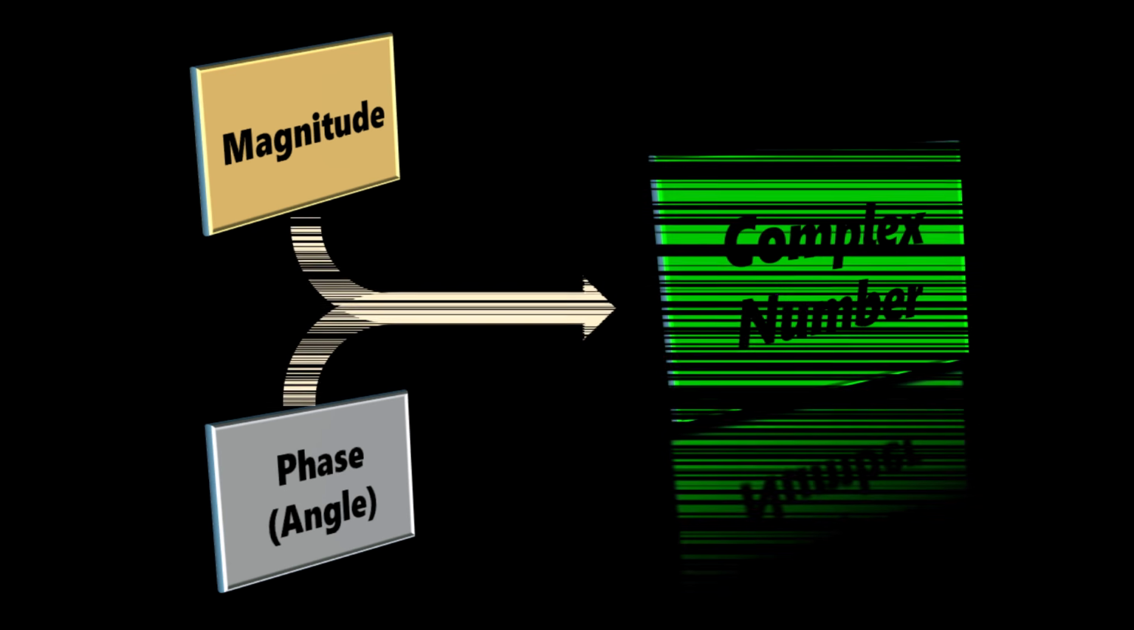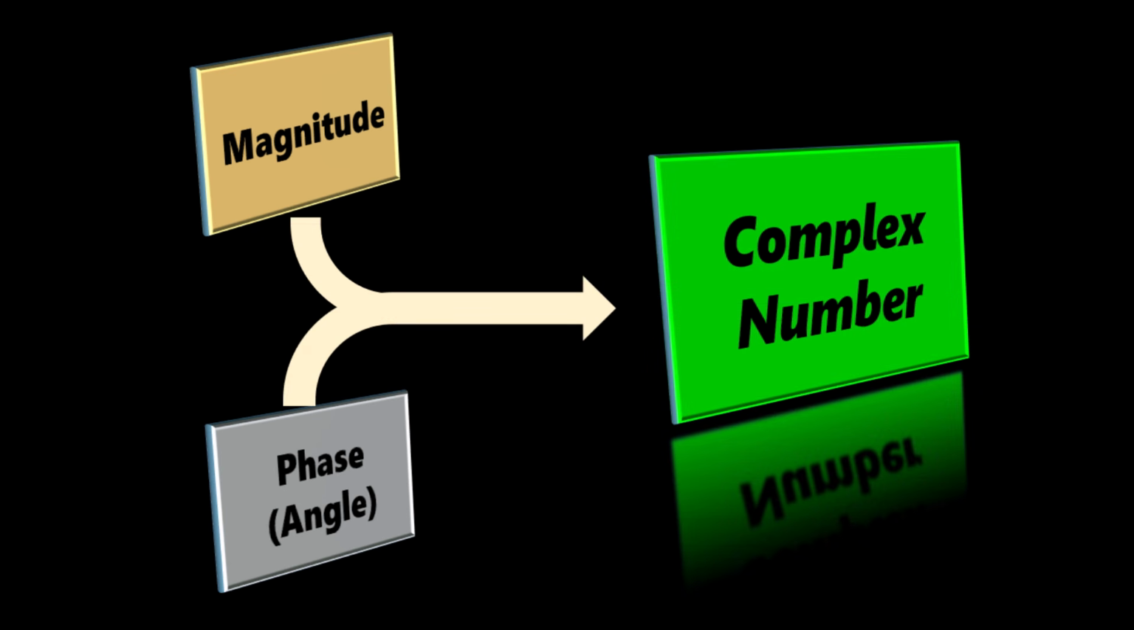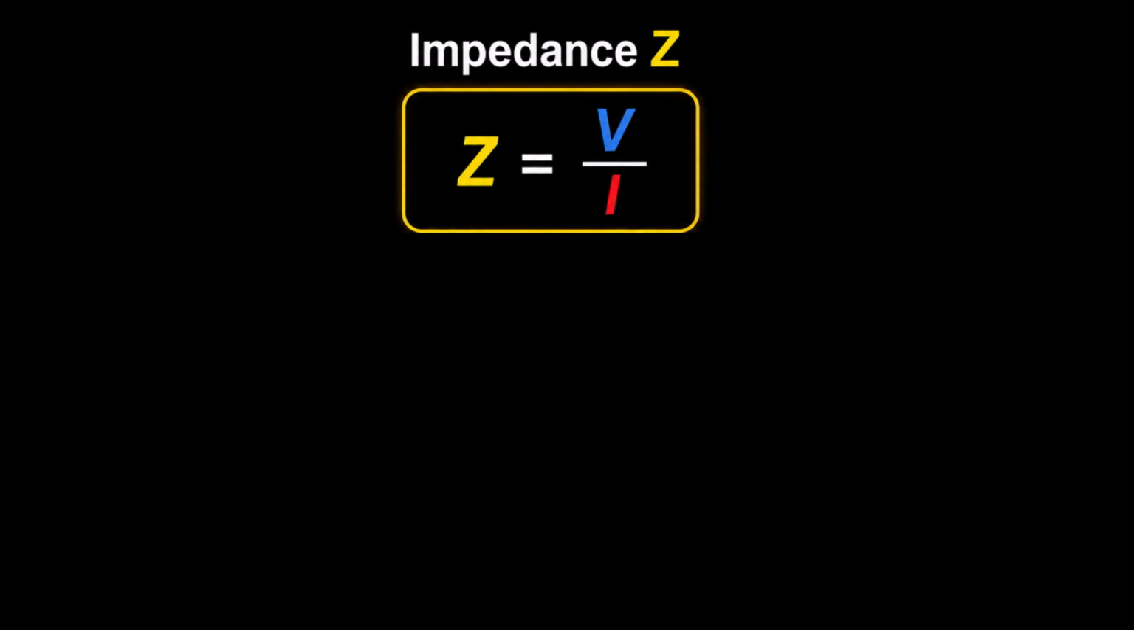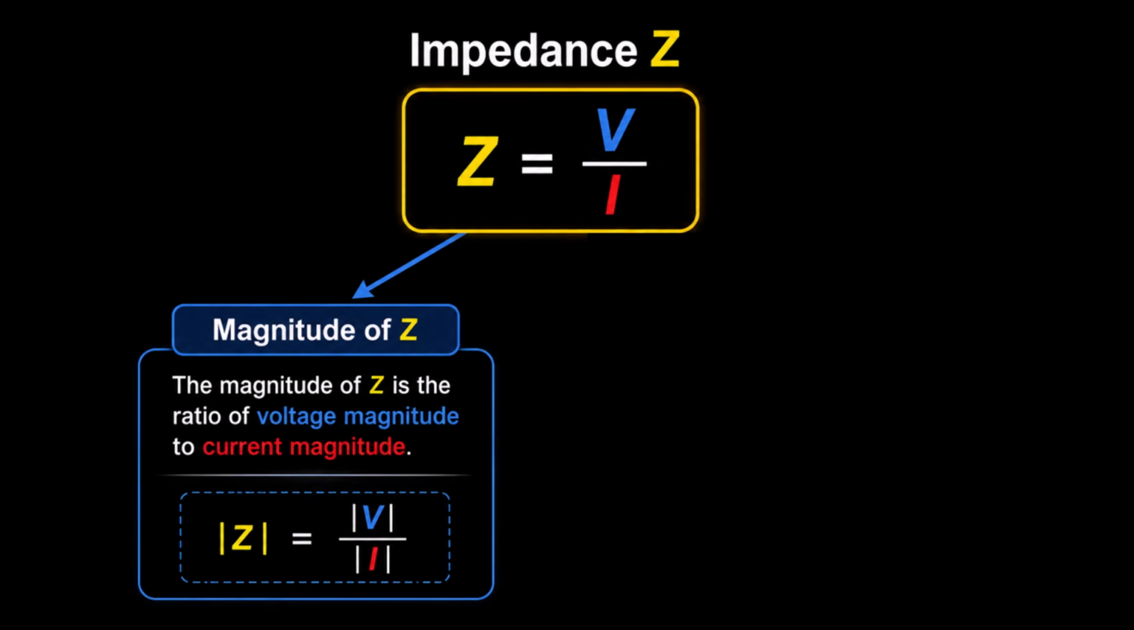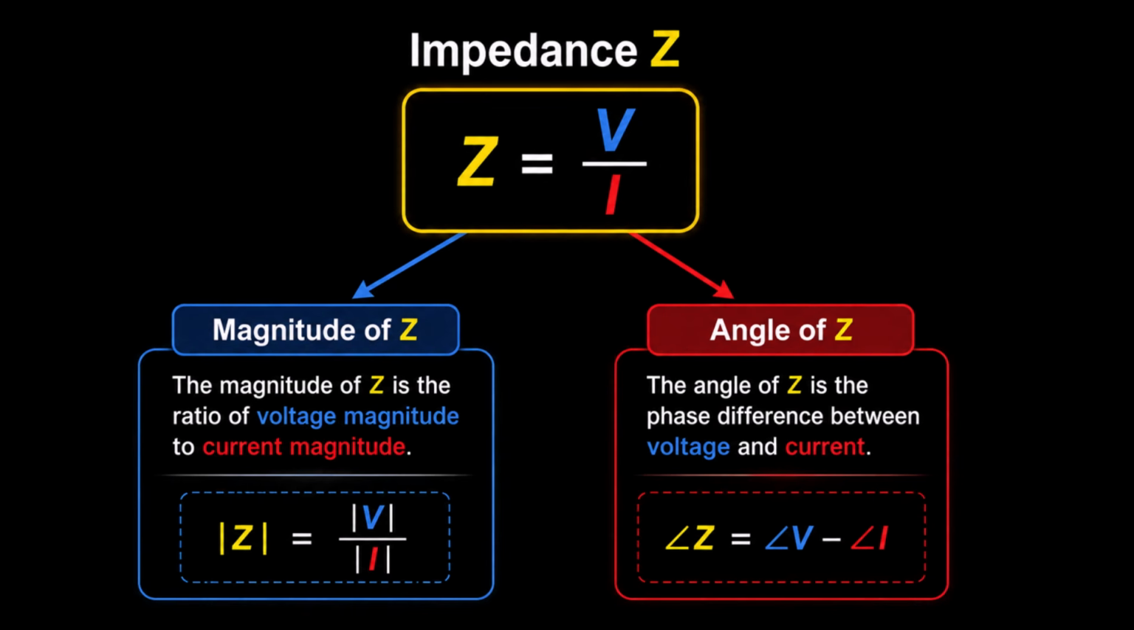Now here's another interesting question. What kind of mathematical number can naturally describe both a magnitude ratio and a phase difference? Correct, a complex number. A complex number has both a magnitude and an angle. That is exactly why impedance is represented as a complex number. The magnitude of the impedance is the ratio of voltage magnitude to current magnitude, and the angle of the impedance is the phase difference between voltage and current.